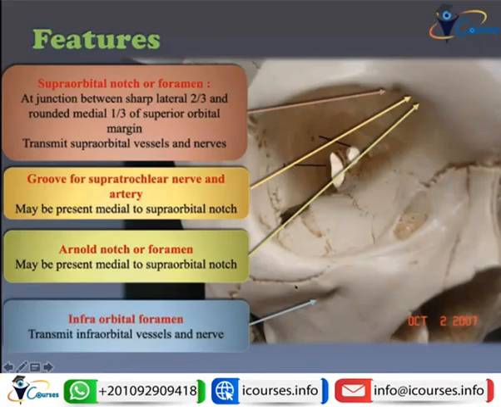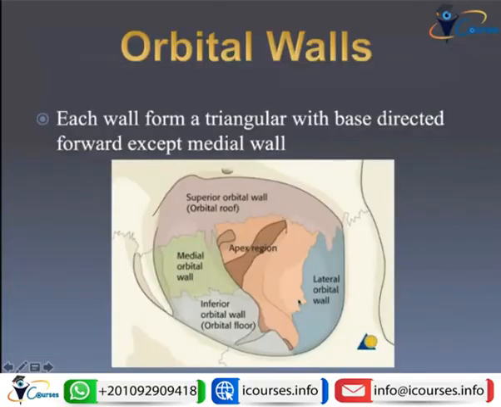Finally, related also to the inferior orbital margin will be the infraorbital foramen. The infraorbital foramen will transmit the infraorbital vessels and nerve. So this is all you need to know about the orbital rim. Let's now talk about the 4 orbital walls.